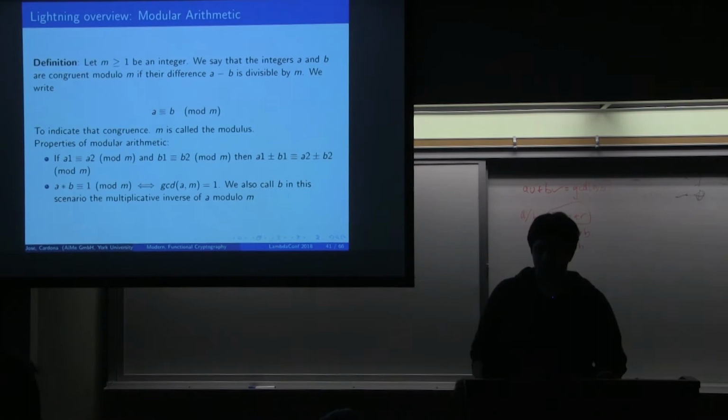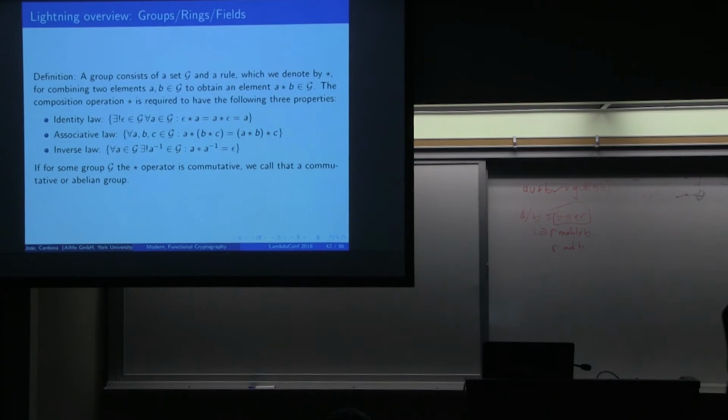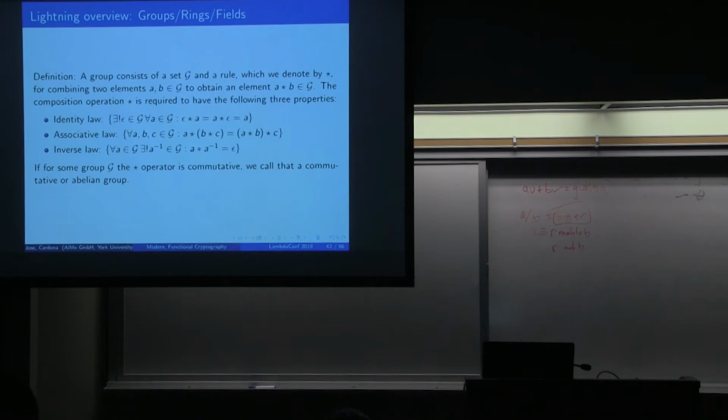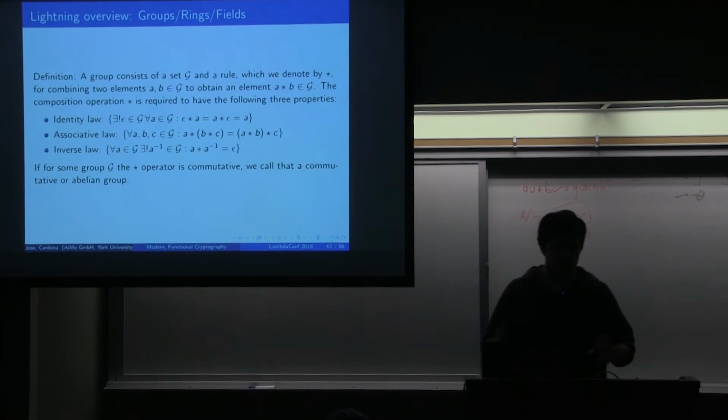And in the next slide, we have groups, rings, and fields. I'm sure most of you have seen this, but usually the majority of you have seen monoids, because monoids are the ones that appear in programming all the time. In cryptography, we need stronger notions of them. Monoids don't have an inverse law. They are associative, and they have an empty element. They are not necessarily commutative. If the operations are commutative, they are commutative monoids.